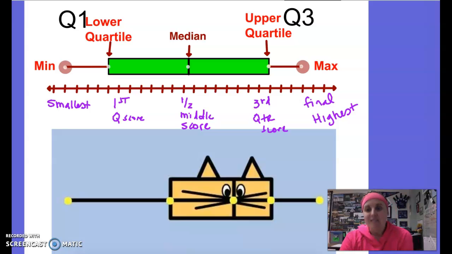Today we're going to focus on this box and whiskers plot. And yes, it is called the box and whiskers plot because you can kind of see a cat on your screen. So the first button on the far left is your minimum value. That's your smallest value. The first bar represents the first quartile. Think of it as the score at the end of the first quarter in a football game.